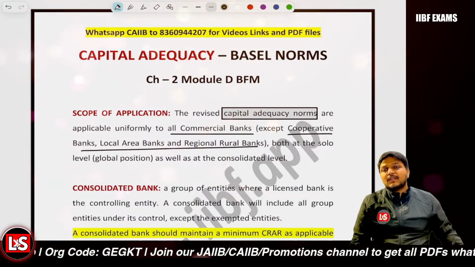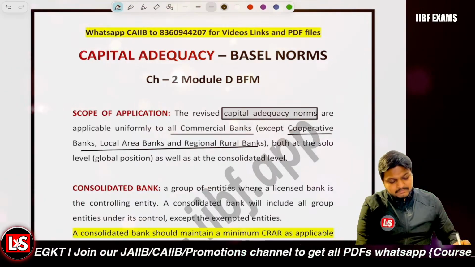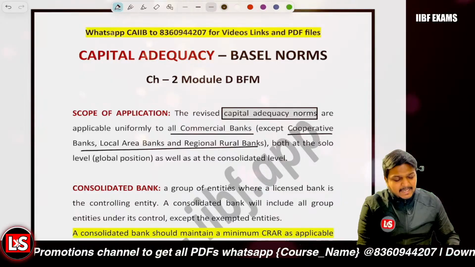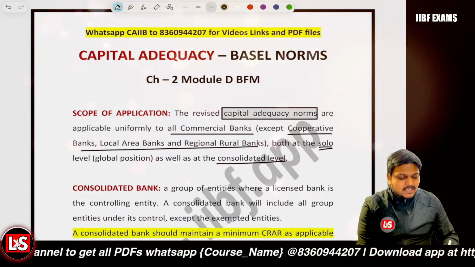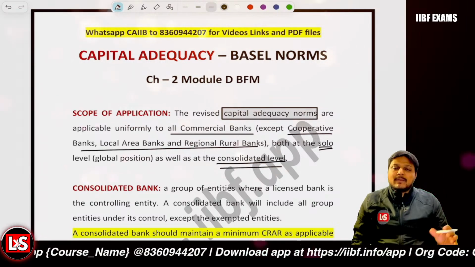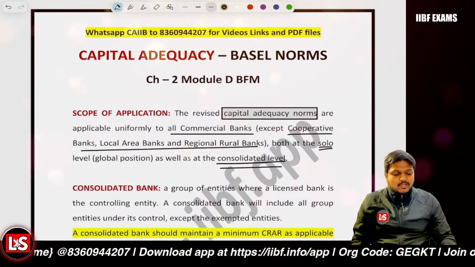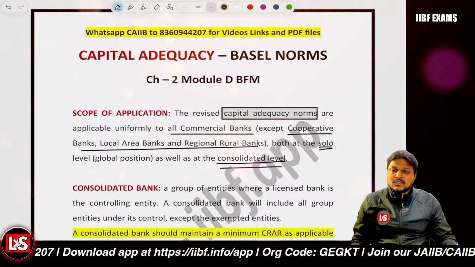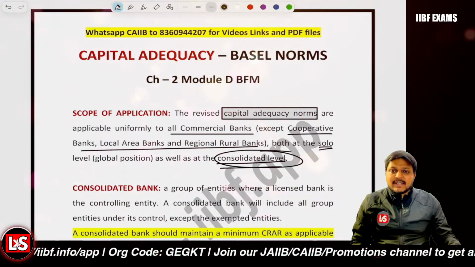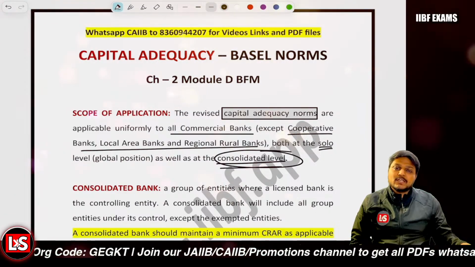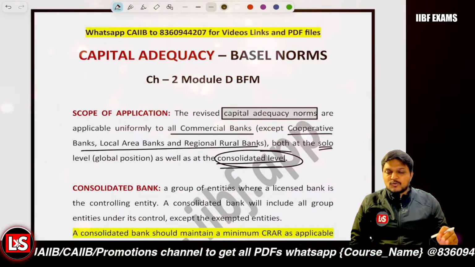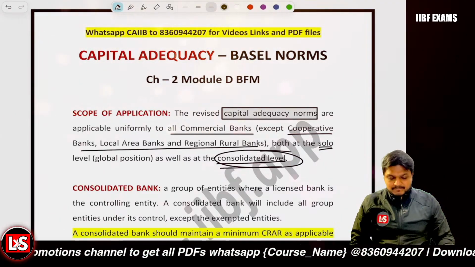And further, if we look at the level of application, it's applicable at the solo level and also at the consolidated level. Solo level means the global position of the individual bank, right? And when we're talking about the consolidated level, it means the entire group, including the subsidiaries and associates.